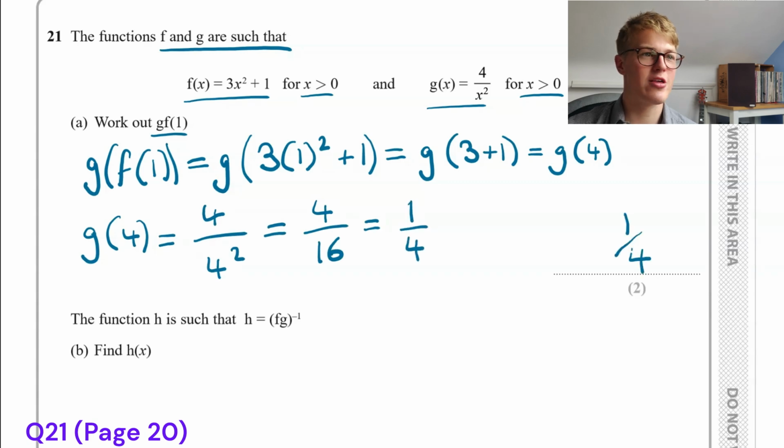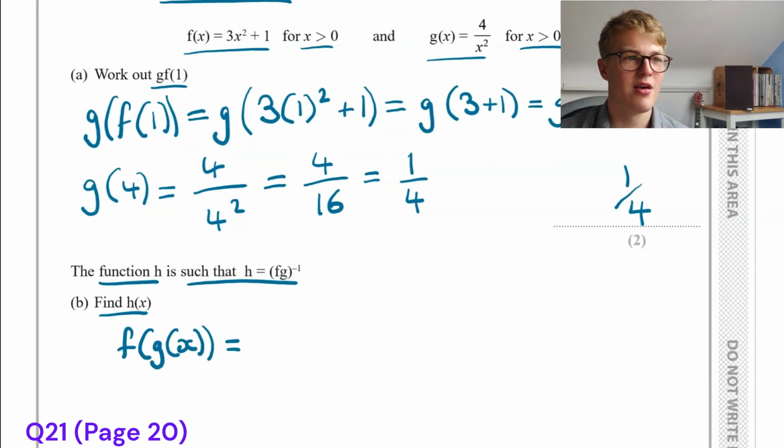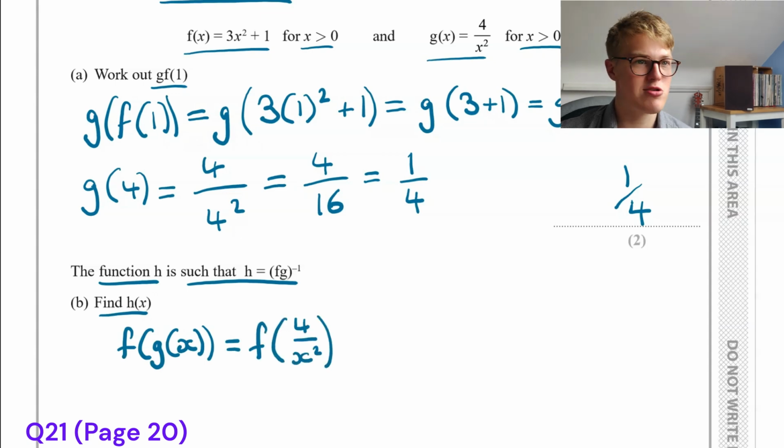The function h is such that h is equal to the inverse function of fg. Find h of x. Remember f of g we can write as a nested bracket, so we have f of g of x. Then we have f of 4 over x squared, because we've replaced g(x) with its equation. So then we substitute that into our equation for f.